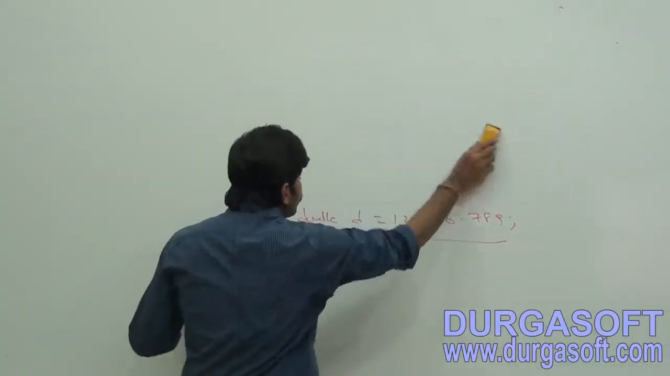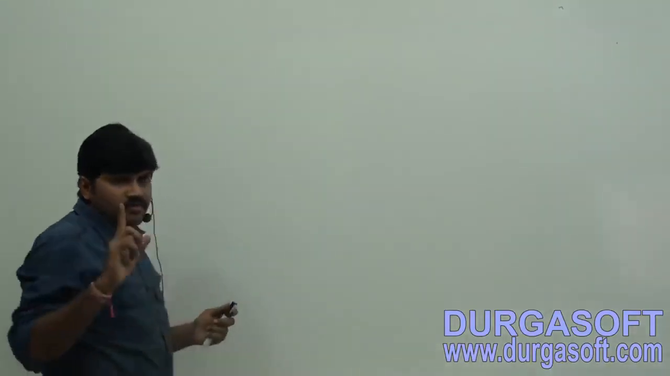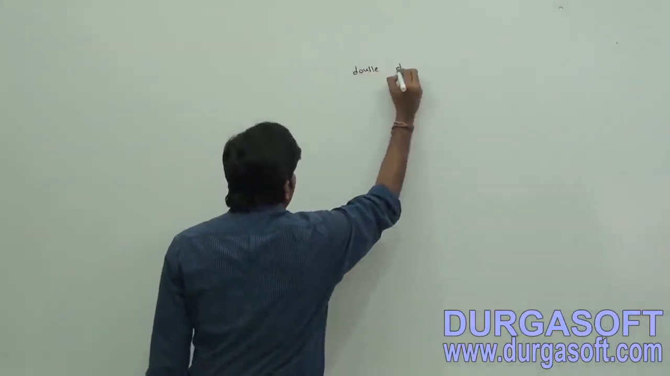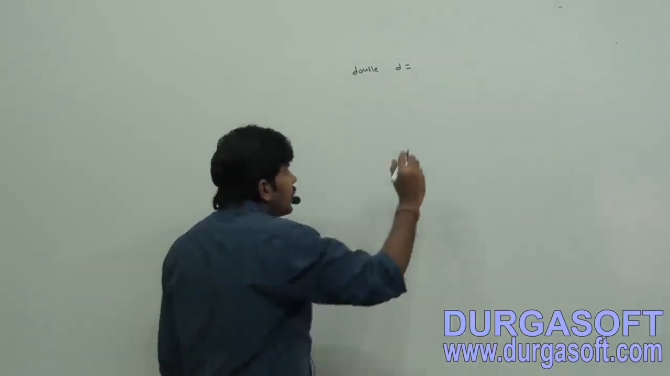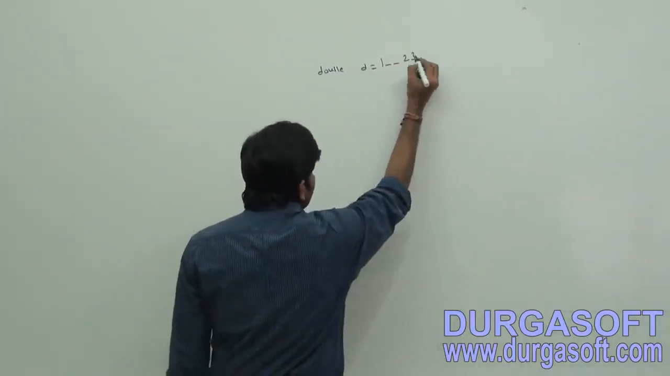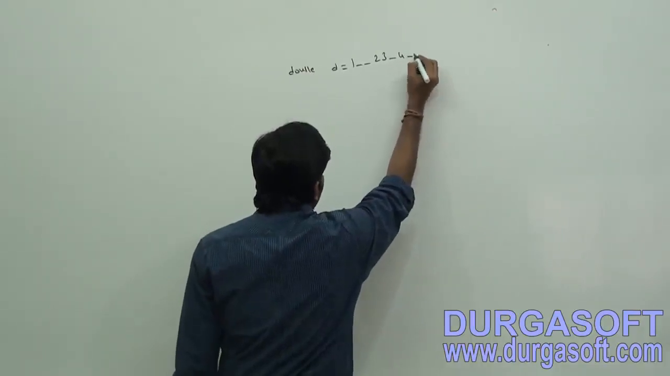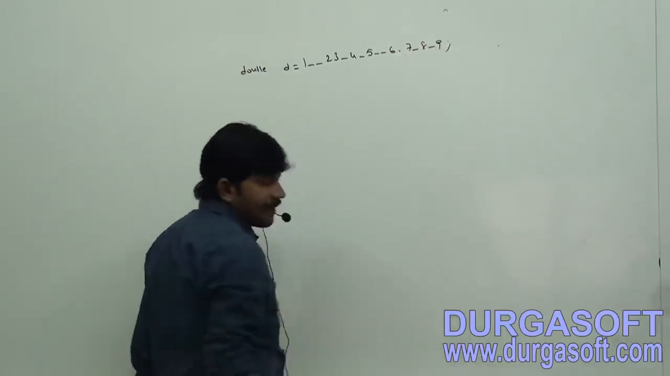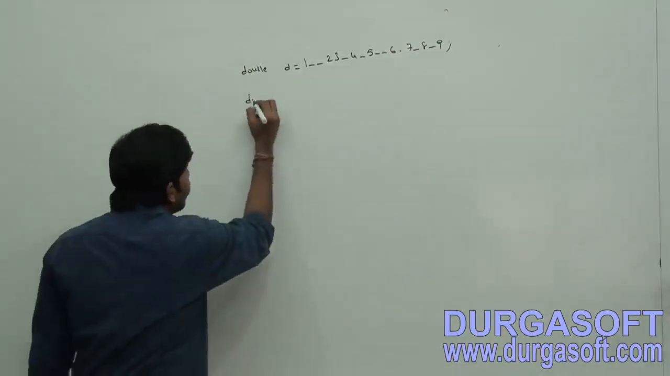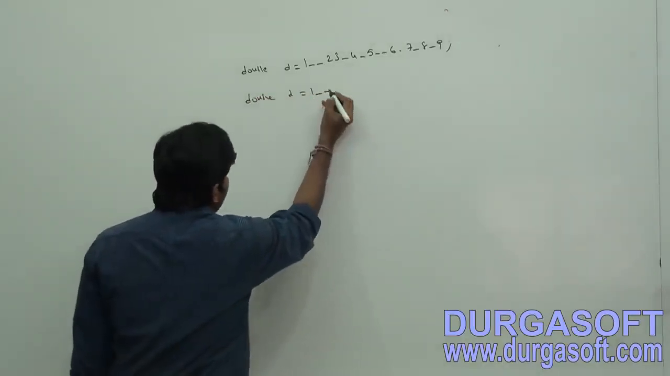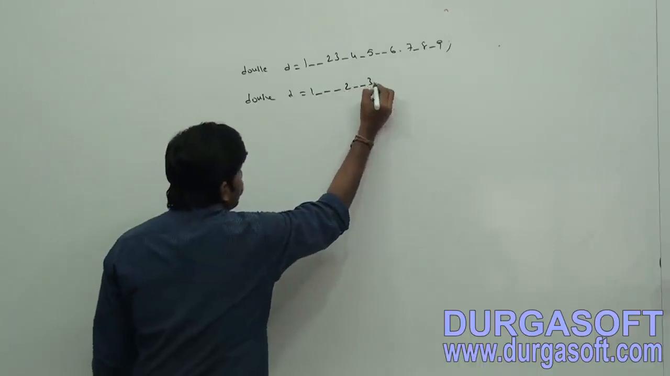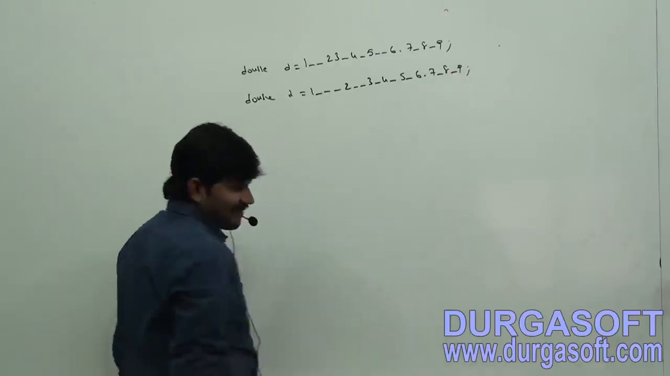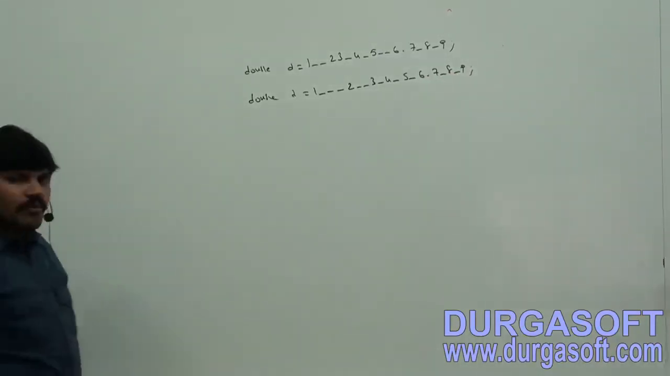Next, there are two conclusions here about this underscore symbol. What is the first one? Sir, can you tell, is it valid or not? Double d is equal to 1 underscore 23 underscore 456.789, and then next, double d is equal to 123456789. Valid or invalid? Simple.